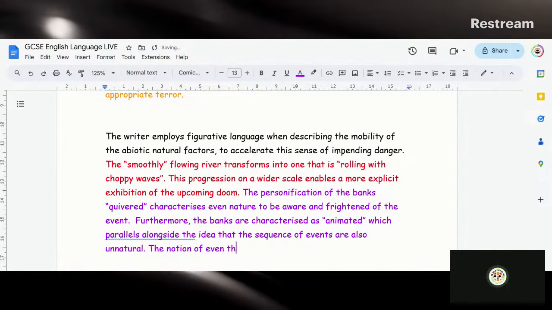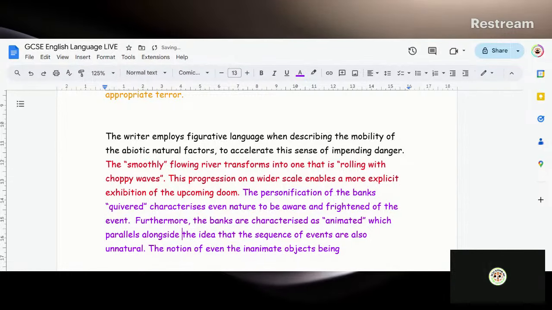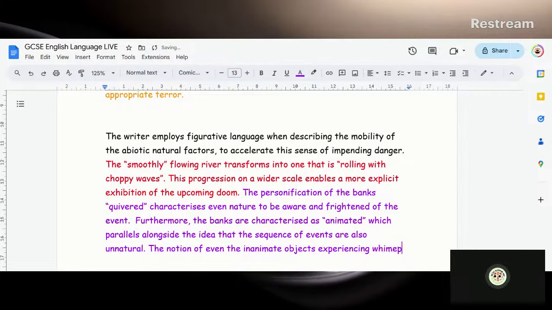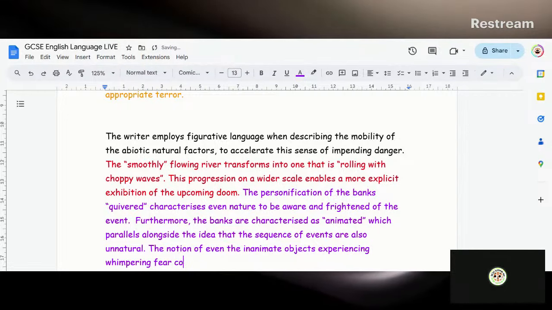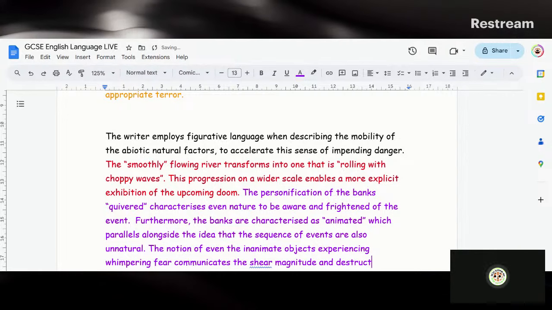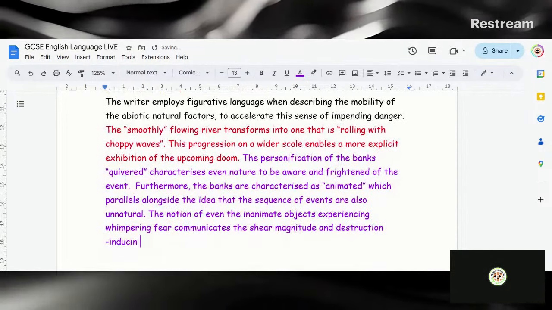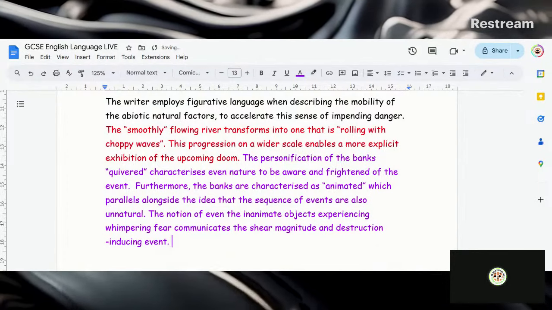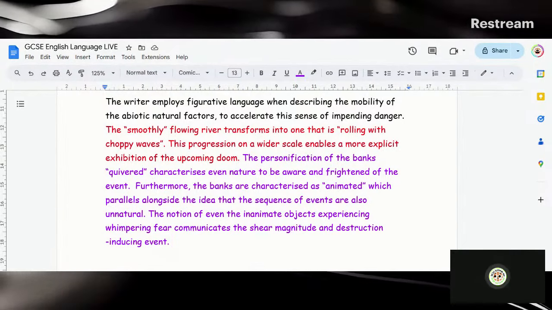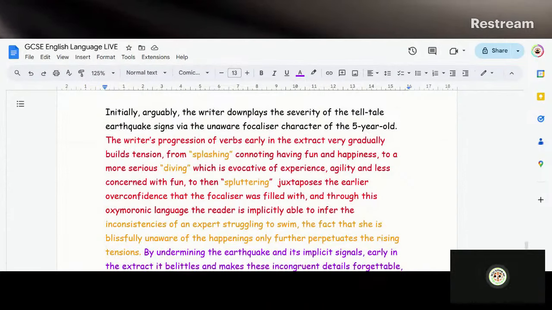The notion of even the inanimate objects experiencing whimpering fear communicates the sheer magnitude and destruction-inducing event. Okay. And then you can just give a little statement which suggests that it agrees with the overall student's idea. So that is our answer. And we finished right on time.